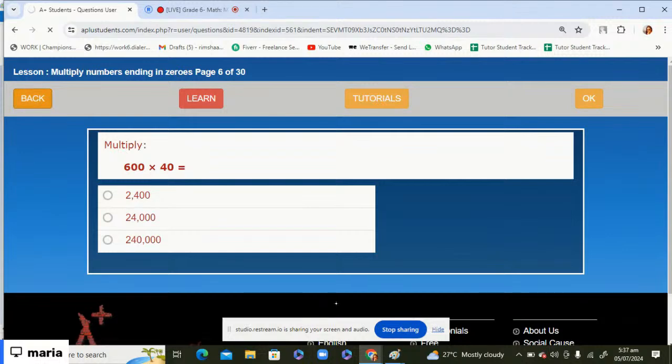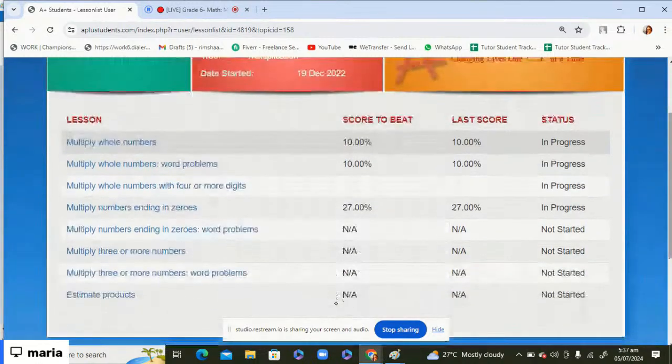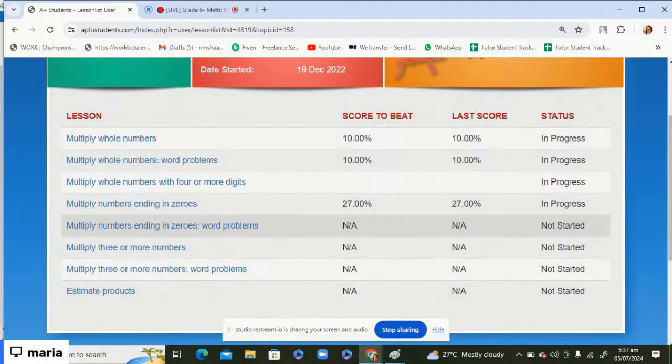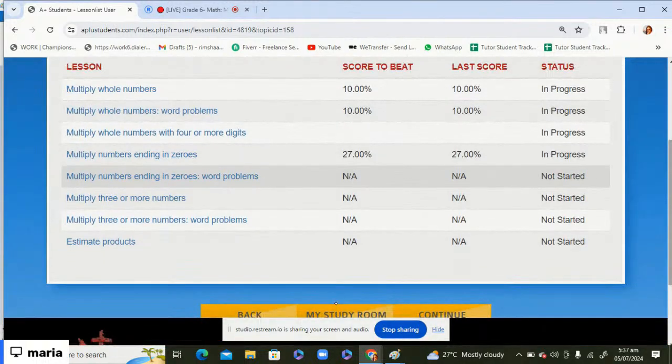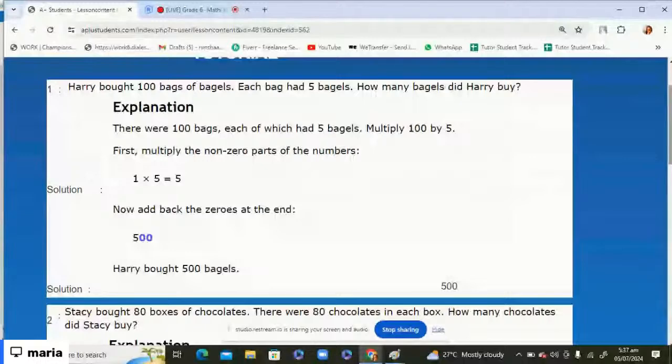Now let's do our last lesson today, that is multiply numbers ending in zeros word problems. Okay, let's do word problem questions. So here is: Harry bought 100 bags of bagels. Each bag had 5 bagels. How many bagels did Harry buy? So let's just simply multiply 100 with 5.